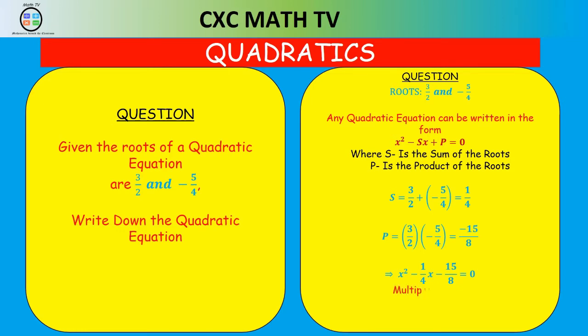Now, we don't like to have fractions, so we're going to multiply the entire equation by 8. Multiplying the entire equation by 8 allows the quadratic to simplify to 8x squared minus 2x minus 15 equals 0. Now, I know many persons may have wanted to write down the quadratic by saying that the factors would have been 2x minus 3 times 4x plus 5. But if you did it that way, you'll realize that you still get the same answer. Alright, that's because any quadratic can be written in this form.